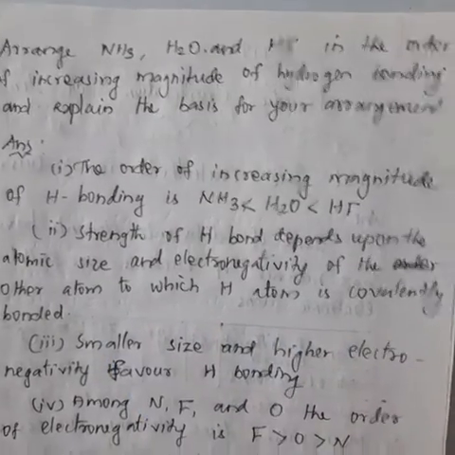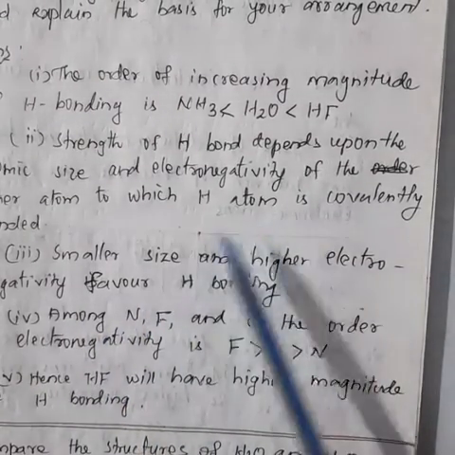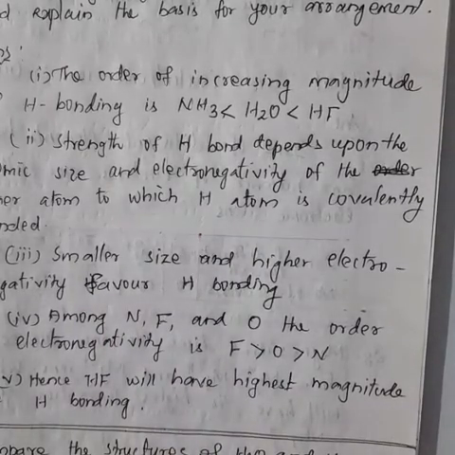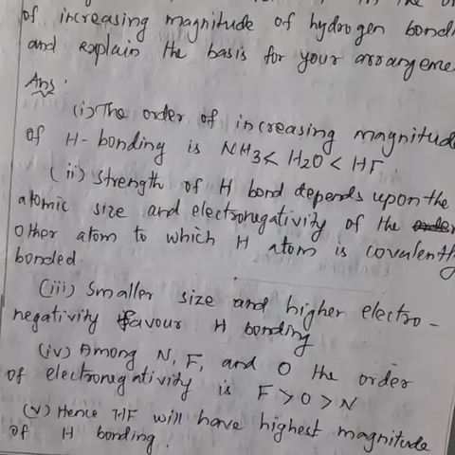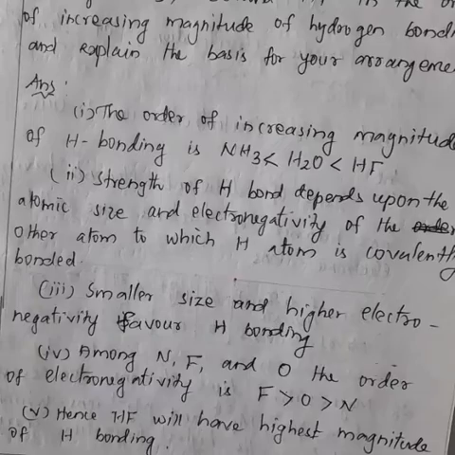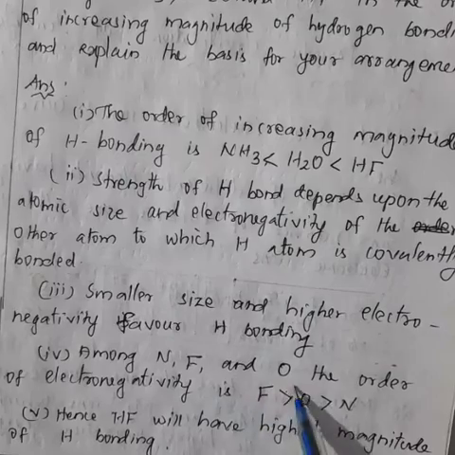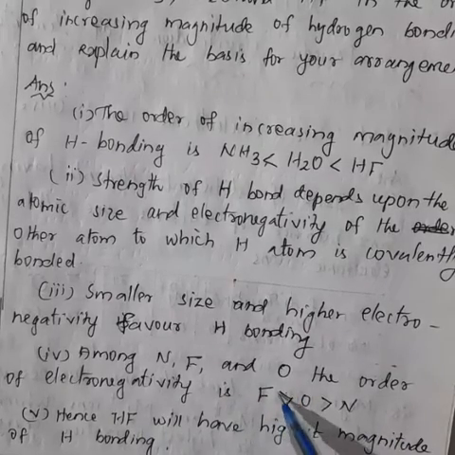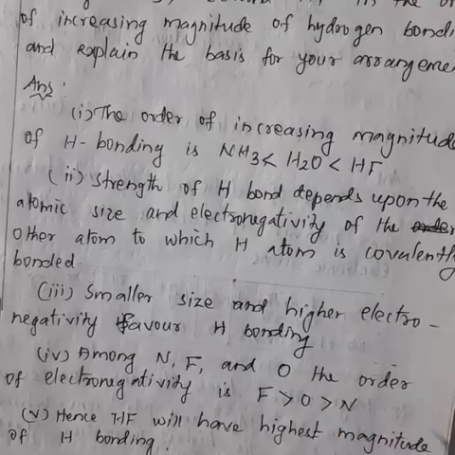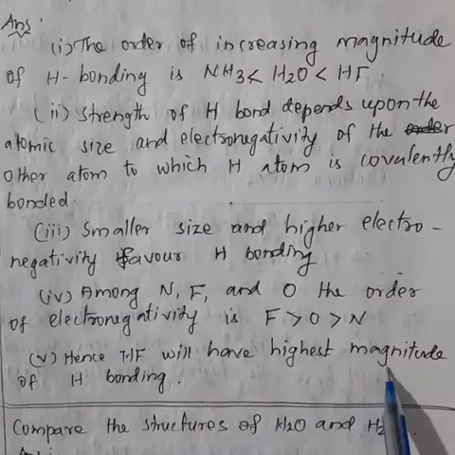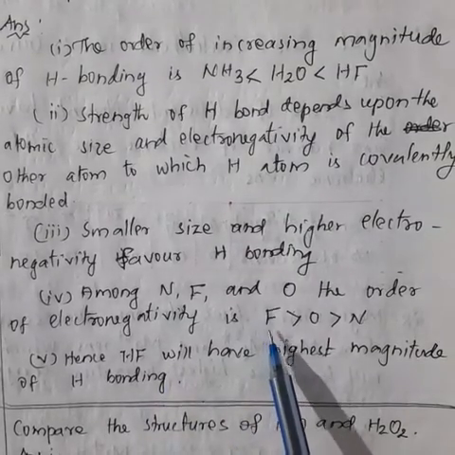Strength of hydrogen bonds depends upon the atomic size and electronegativity of the other atom to which hydrogen is covalently bonded. Smaller size and higher electronegativity favor hydrogen bonding. Among nitrogen, fluorine and oxygen, the order of electronegativity is fluorine greater than oxygen, and oxygen greater than nitrogen. Hence, hydrogen fluoride will have the highest magnitude of hydrogen bonding because fluorine is most electronegative and small in size.